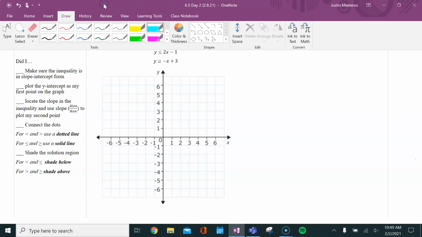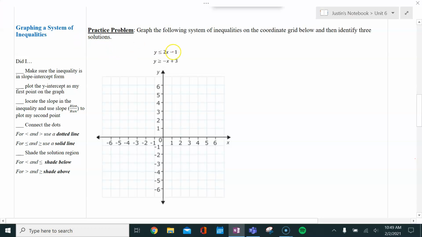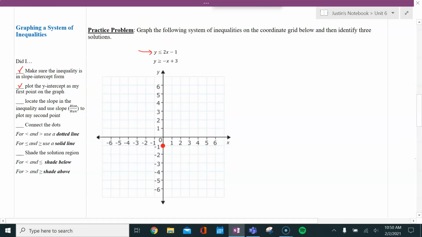Okay, I'm going to do this practice problem from scratch with you guys, and then you're going to have some time to work on your own problems below. The first thing you want to do is look at both and make sure that they're in slope-intercept form, which they are. The second thing is to plot the y-intercept as my first point. I'm going to start with my first inequality, which is this one right here. I'm going to do everything in red to differentiate between the two, starting with my y-intercept, and that's always the last number, which is the -1.